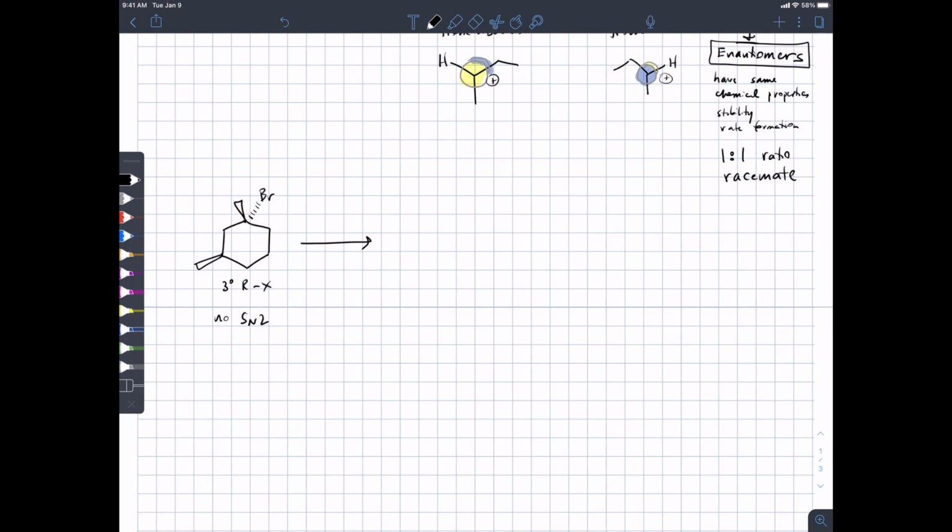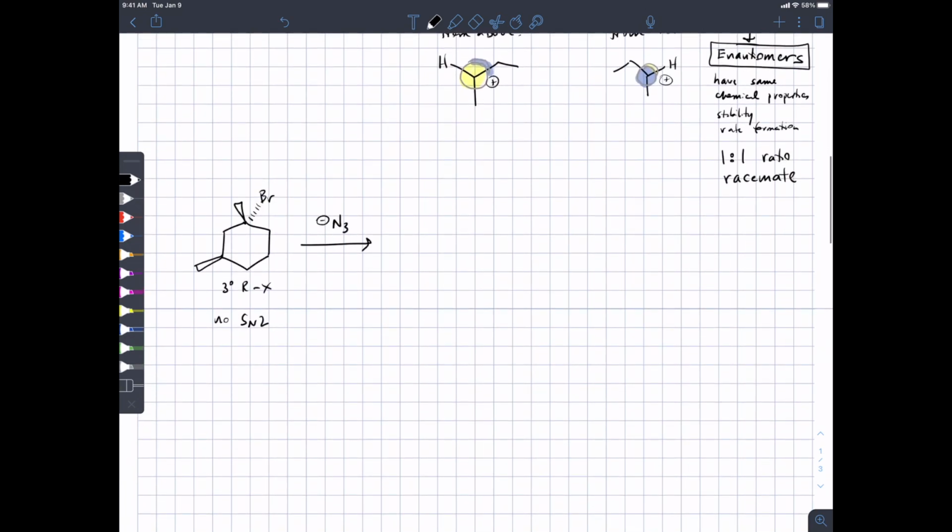Maybe we'll keep the same nucleophile as we've done before. This is a good nucleophile, but you can't do SN2 because of the alkyl halide. So SN1 is your only option. So the leaving group will leave. Now let's talk about how best to draw that structure. My starting material had two stereocenters.